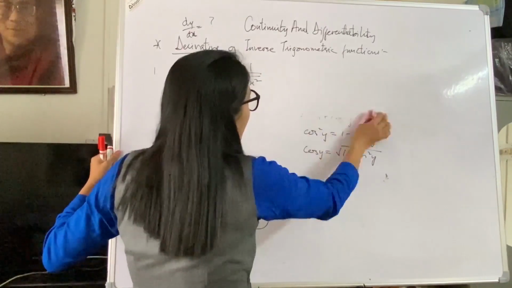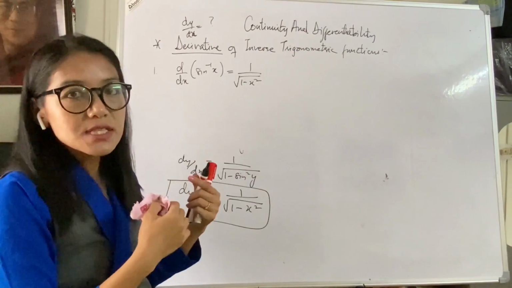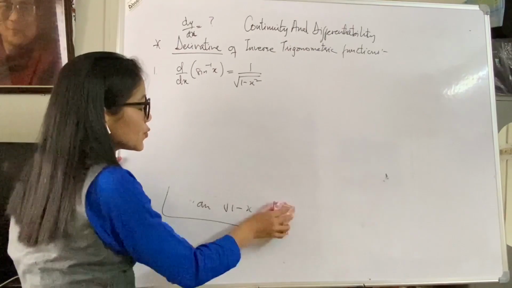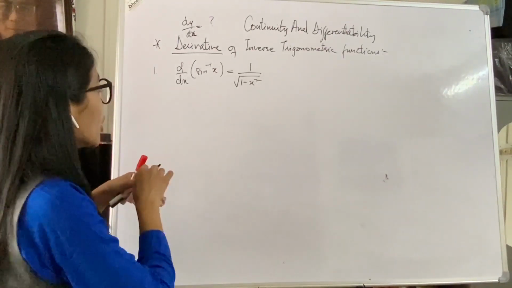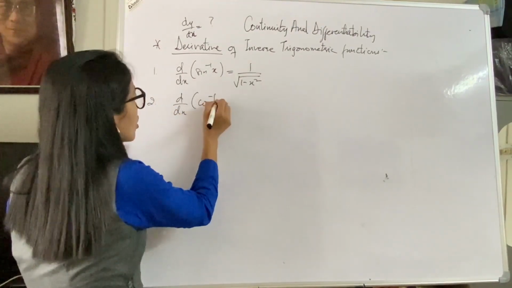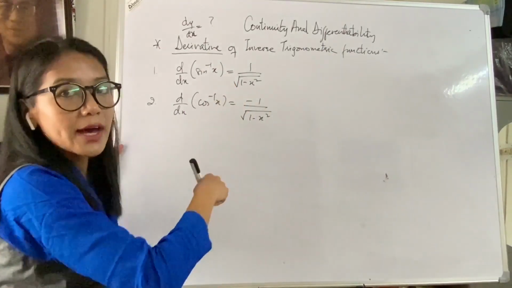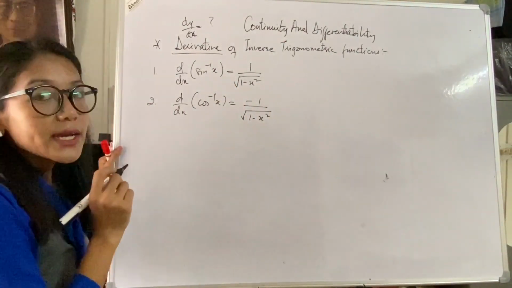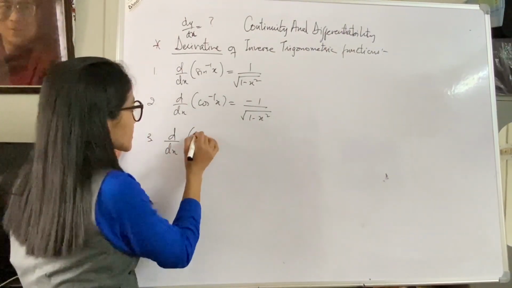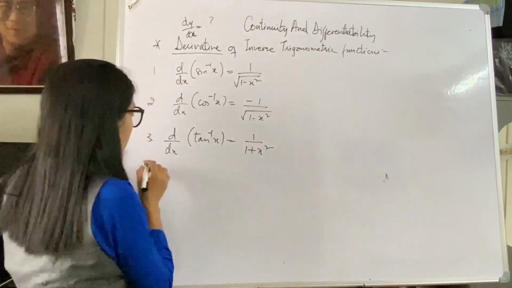Now using the same method, expressing the given inverse trigonometric function as an implicit function like I did here, you can do the same for the rest of the 5 inverse trigonometric functions. So you will get the derivative of cos inverse of x is negative 1 upon square root of 1 minus x square. These are the formulas you will have to remember to find the derivative of inverse trigonometric functions. The derivative of tan inverse of x is 1 upon 1 plus x square.